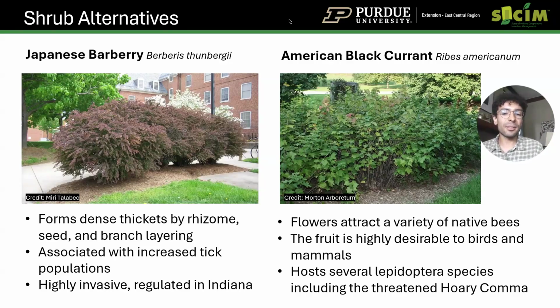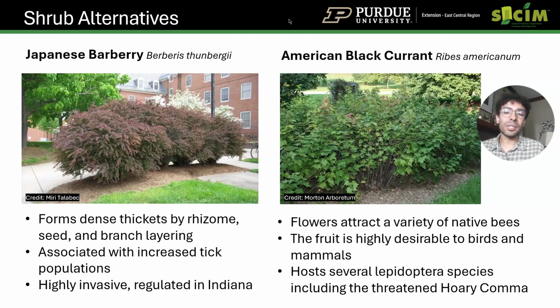And out east, it's been associated with increases in Lyme disease, largely due to the cover that it provides rodents, and it forms these really kind of cool and moist areas that ticks can really thrive in. And they're, of course, the main vector for Lyme disease. So there's kind of multiple issues that come about from the Japanese barberry.